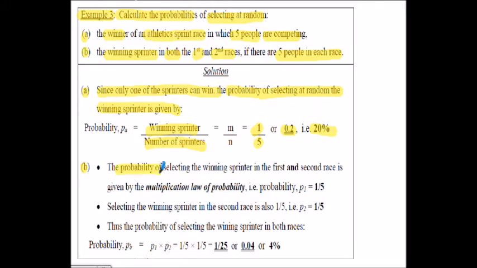Part B, got to find the probability of selecting the winning sprinter in the first and the second race. So that's given by the multiplication law of probability. So in this case, P1 is 1 upon 5. There's 5 people in the race, only 1 can win. So probability of winning is 1 upon 5. And that's also the same for the second race, P2, because again, there's 5 people in the race. So applying the multiplication law of probability, PB in this case is equal to P1 multiplied by P2. So it's 1 upon 5 multiplied by 1 upon 5, which is 1 upon 25, or 0.04, or 4% chance of stating the correct winners.